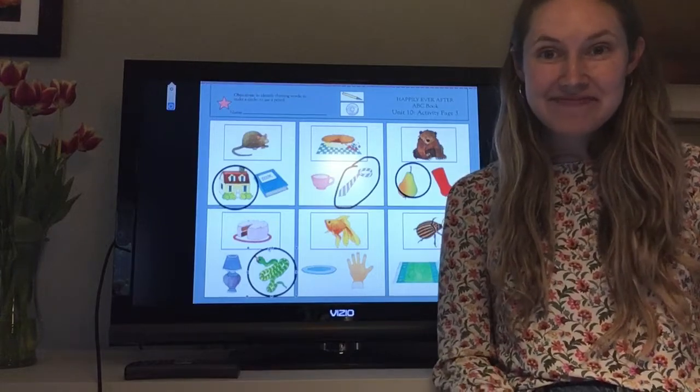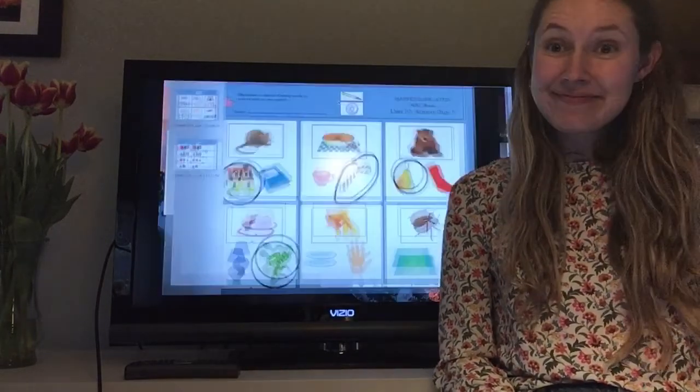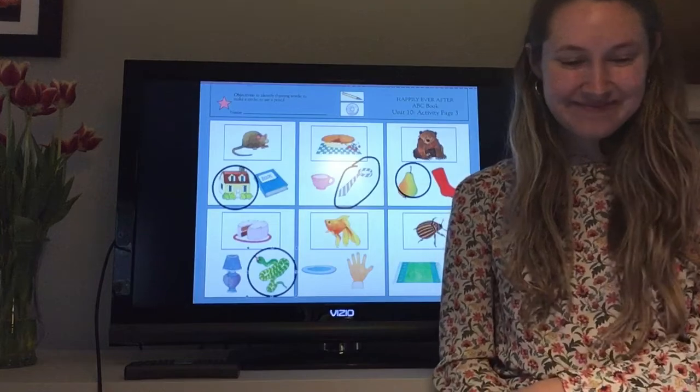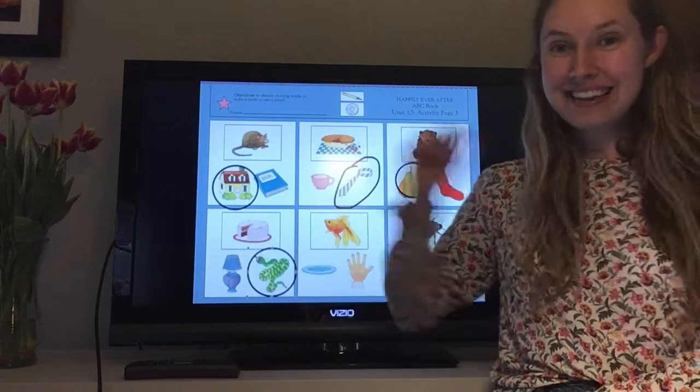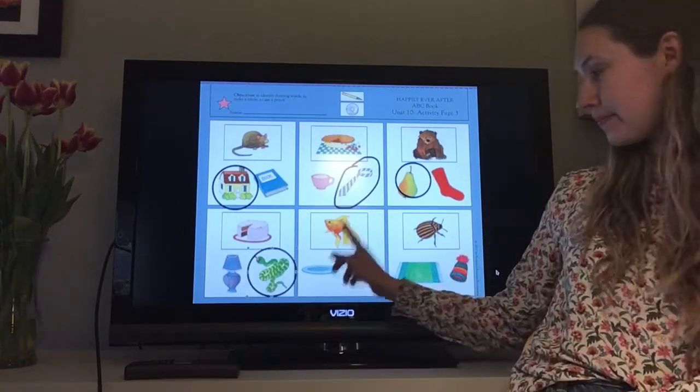Let's check our answer. You should have circled the snake. We did it. Snake rhymes with cake. Now look at the box with the fish in it.